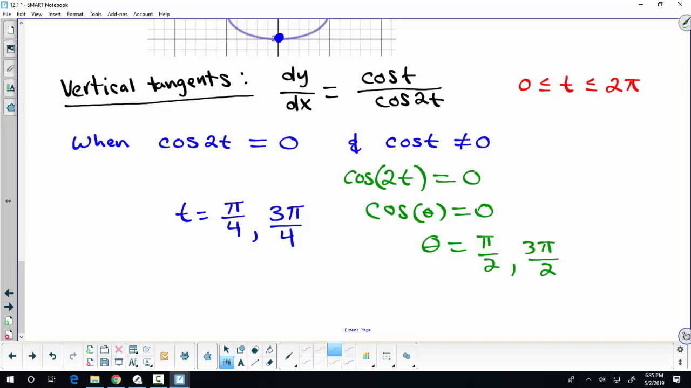Oops, sorry. We're going outside of 2 pi because since we're doubling that, we're going to think about going out to 4 pi. So then our theta is just 2t, we just multiply by a half. So you should come up with 4 values here for t at which you have a vertical tangent.